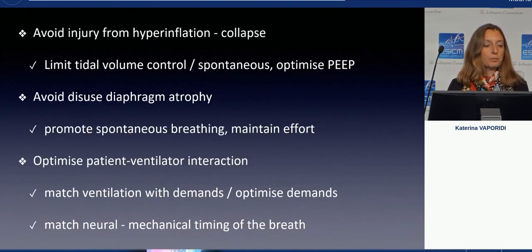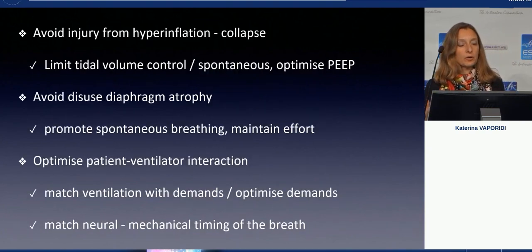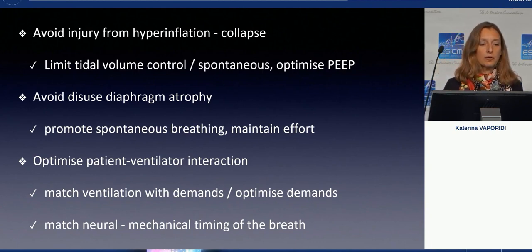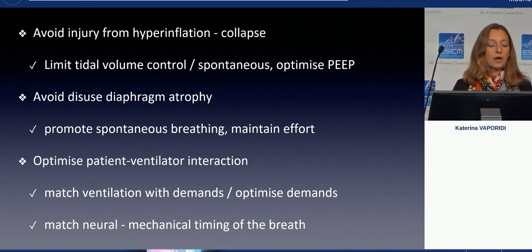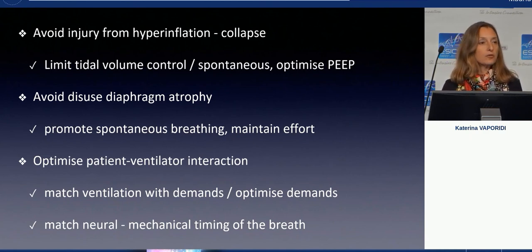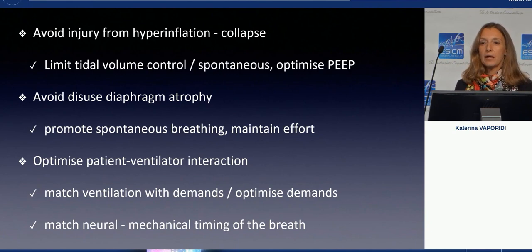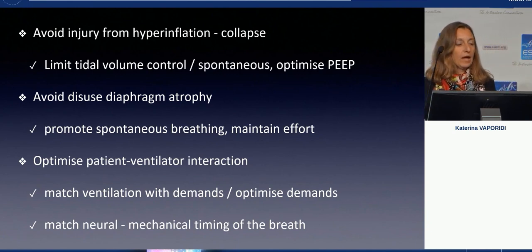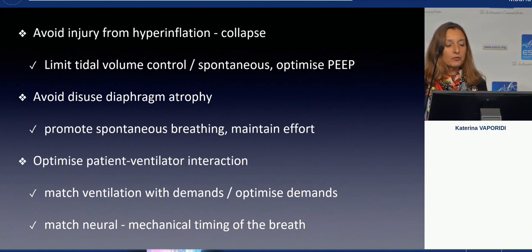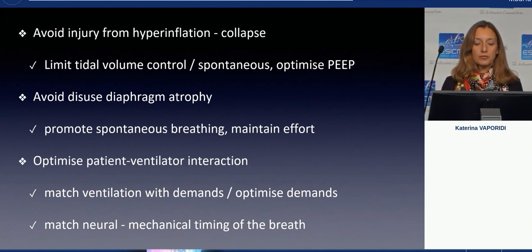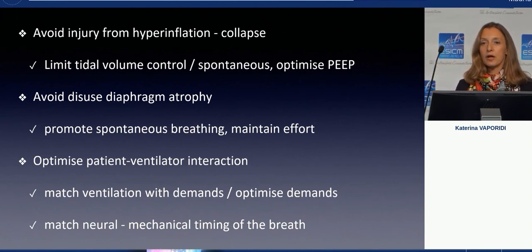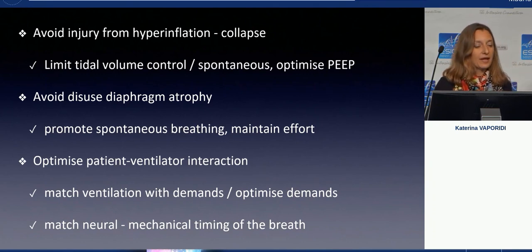So to summarize, when we ventilate our patients in the ICU, we have to avoid injury from hyperinflation and collapse. We have to think about limiting tidal volume both in controlled and in spontaneously breathing patients, and we have to optimize PEEP. We have to avoid disuse diaphragm atrophy, promoting spontaneous breathing. But we also have to maintain patient effort, not too high, not too low. We haven't defined those thresholds yet.